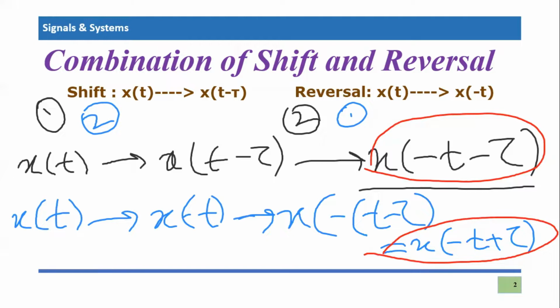So that means if one is going to carry out these two operations on the same signal in a sequence, then one has to be careful what he or she actually wants to do with these signals, and the application of these orders will actually produce two different signals. As in this case, we can see that in the first case, the result was x of minus t minus tau, and then in the next case, x of minus t plus tau.